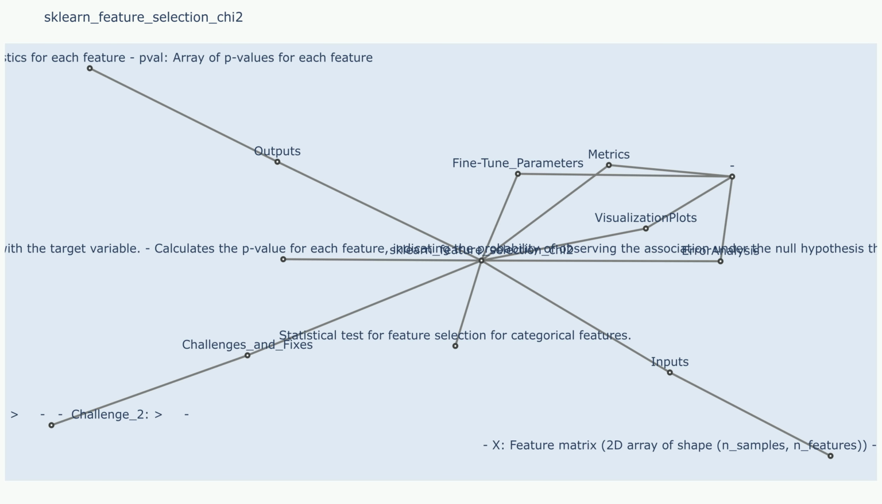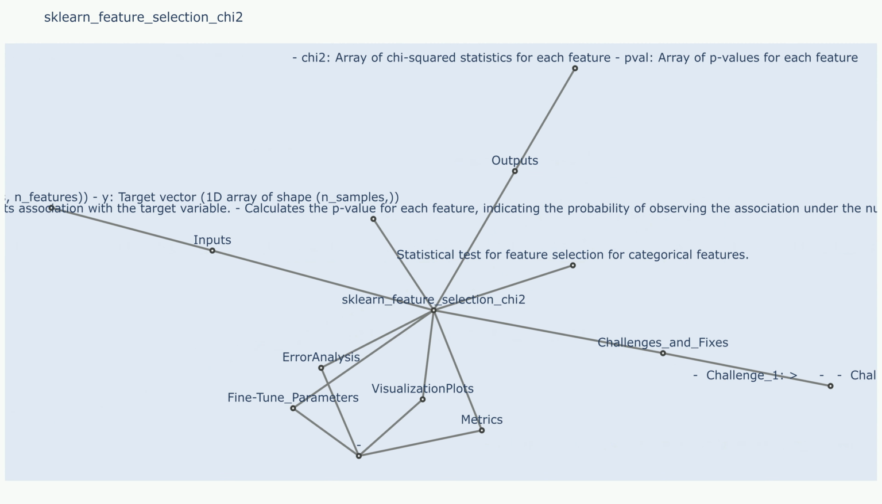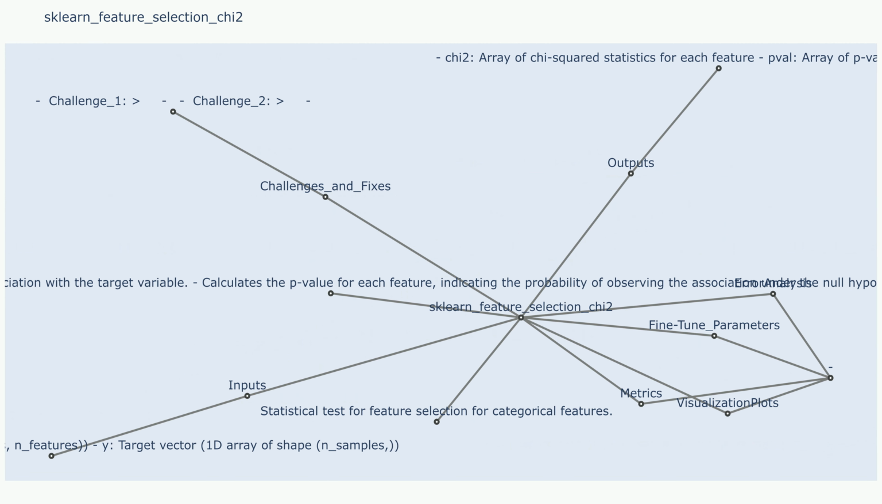sklearn.feature_selection.chi2. Description. Explain in detail. The chi-squared test is a statistical test used to examine differences in categorical variables. In feature selection, it is used to assess the dependency between features and the target variable. The idea is to identify features that are statistically independent of the target, which are likely to be irrelevant for prediction.